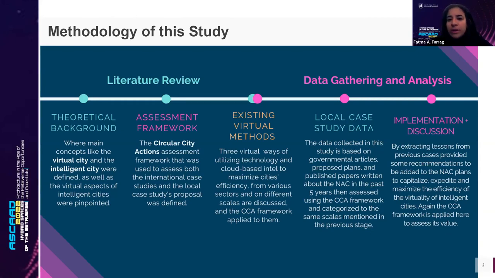And then there's the implementation or discussion phase, which is extracting lessons from previous case studies, providing some recommendations and implementing them on top of what the new administrative capital already has as virtual tech. And taking it even a step further with, again, the CCA framework incorporated and applied there to assess its value.